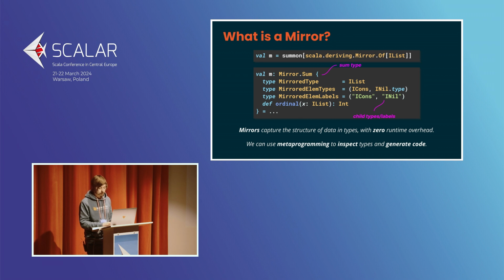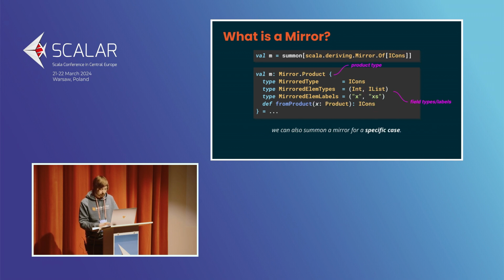And then if you want to further dive into the member types, then you can inspect the mirrored element types. And the point is that by being type members, they have zero overhead in the bytecode. They're all just a compile-time construct. And we're going to use the metaprogramming features of Scala to inspect these types in the mirror. For example, if I look into the ICons, then I can also summon a mirror for ICons, and instead I get this Mirror.Product. Before we had Mirror.Sum. But now we have Mirror.Product, and what it tells us is that these are the types of fields rather than the types of cases, and these are the labels of fields.